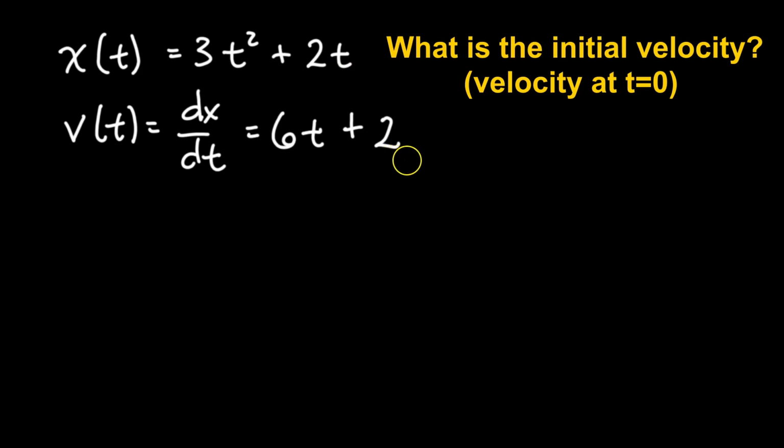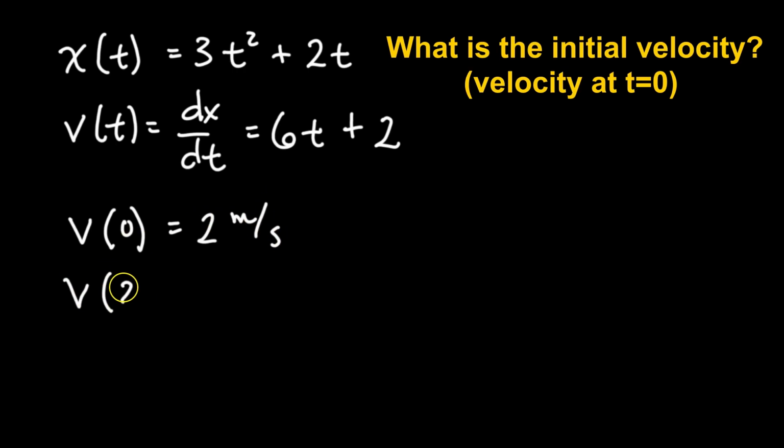To find the initial velocity, we can substitute 0 for the time. And we get that 0 times 6 is 0. And so we get 2 meters per second. If you want to find what is the instantaneous velocity at 2 seconds, just plug in 2. 2 times 6 is 12. 12 plus 2 is 14. So at 2 seconds, the velocity is 14 meters per second.